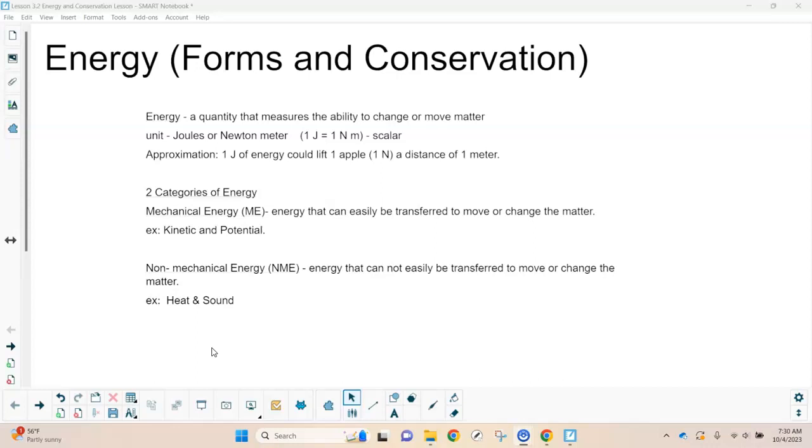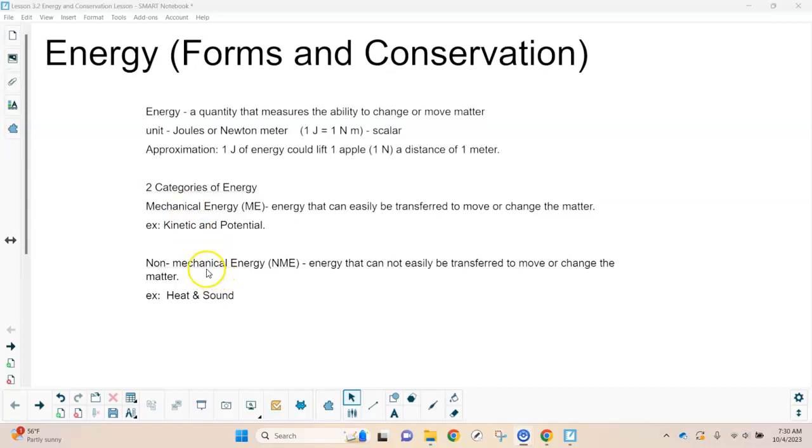So in general, we divide energy into two main groups. We define something as mechanical energy, which is ME, and that's energy that can easily be transferred to change or move matter. Forms like kinetic or potential energy fall into this category of mechanical energy. And then we have non-mechanical energy, which is energy that cannot be transferred easily into doing work. So it can't easily change or move matter. Things like heat and sound are types of non-mechanical energy. Light is another form of non-mechanical energy.